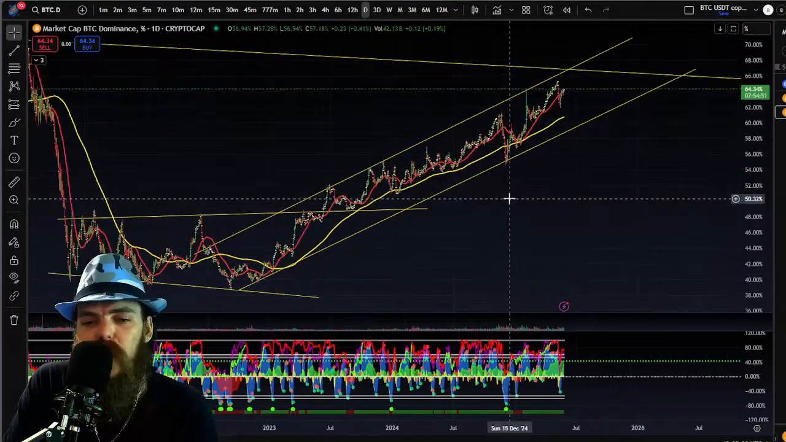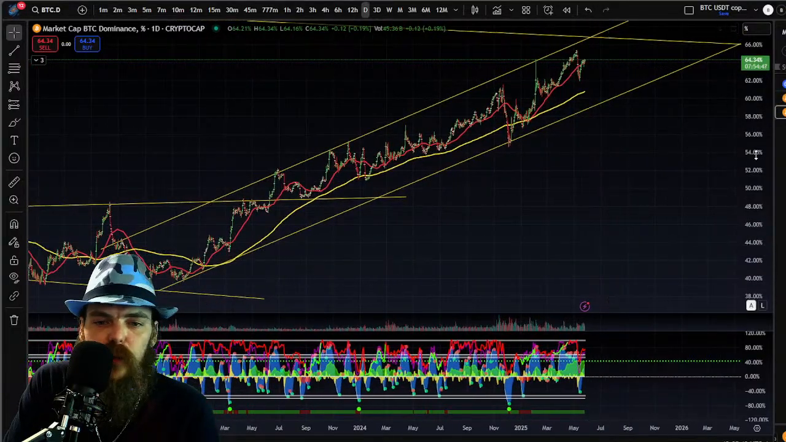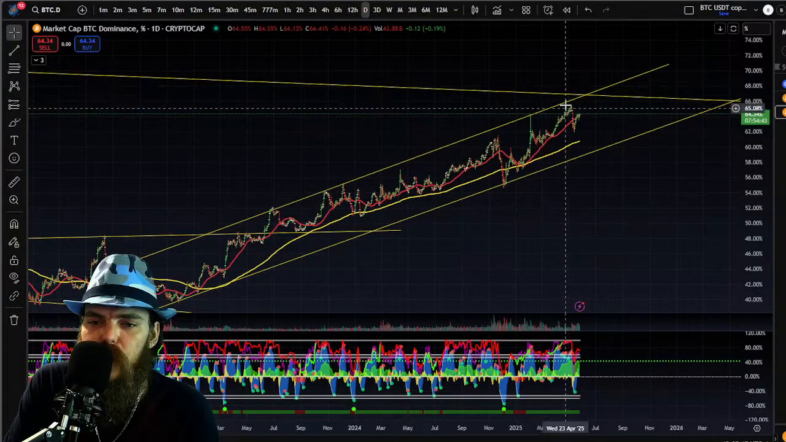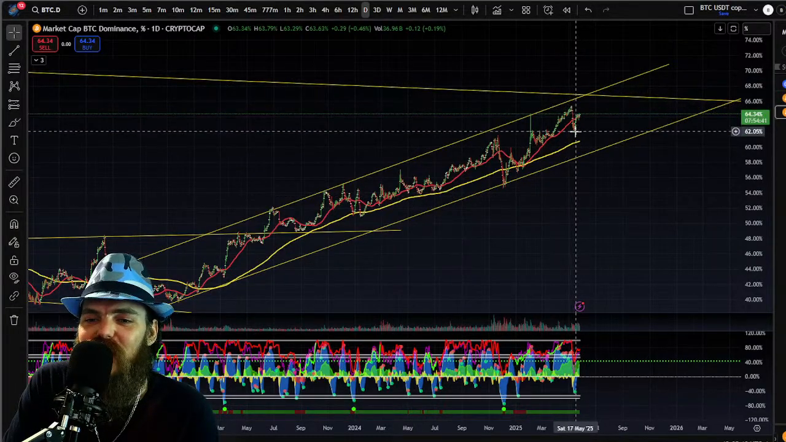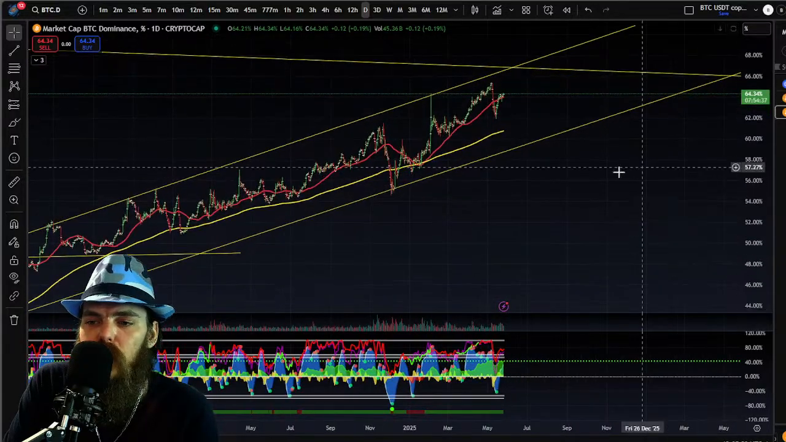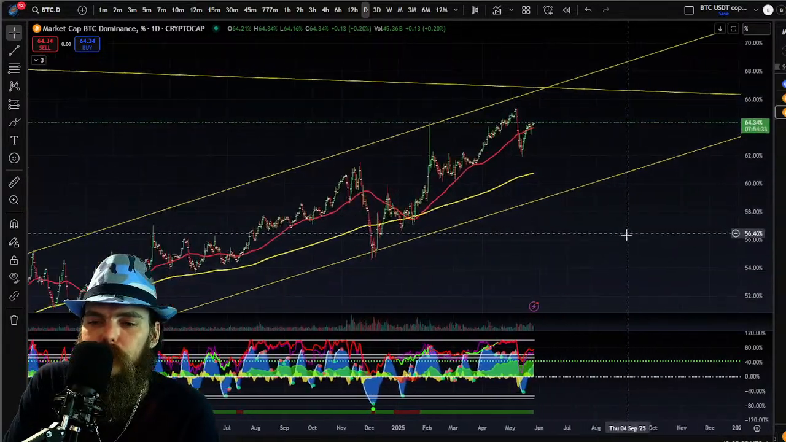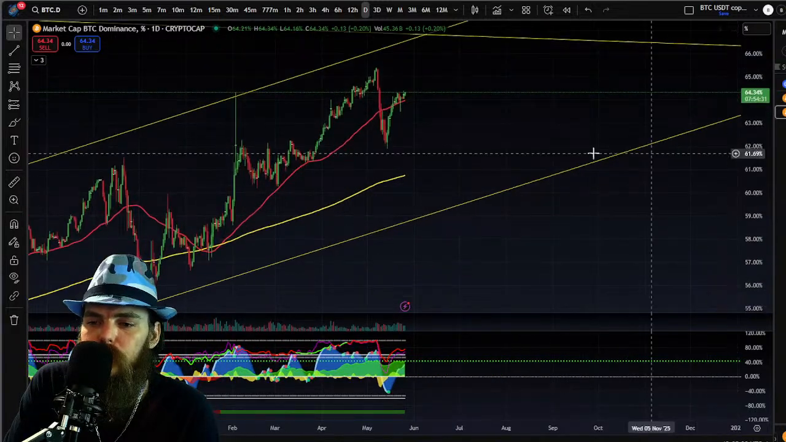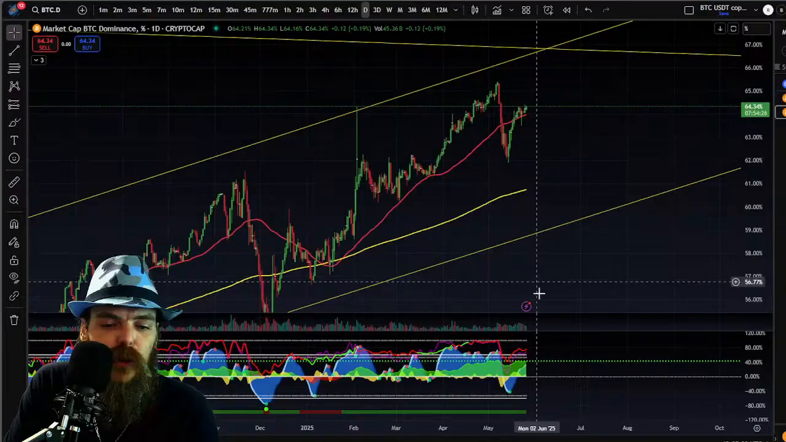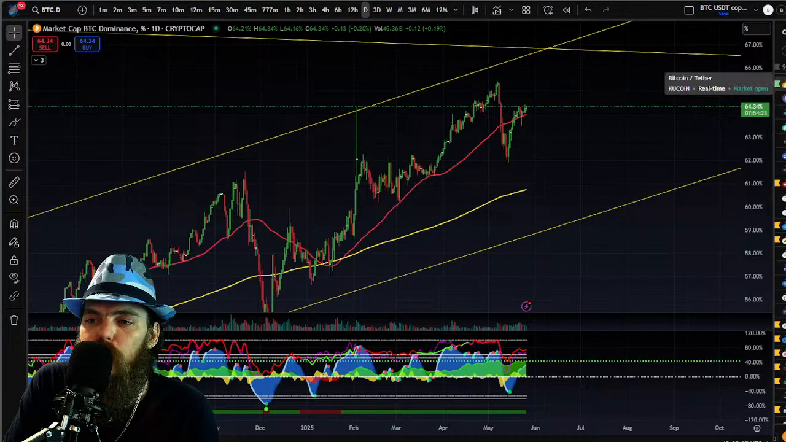Dominance is in this big rising wedge. It has been for a long time. Everybody really wants to see it break below, give us our alt season, but it gave us this little fake out, and it's pushing right back up again. So we have to be patient with the alts right now. And we've reclaimed our 50. So, yeah, dominance is pushing. There's nothing we can do about it.